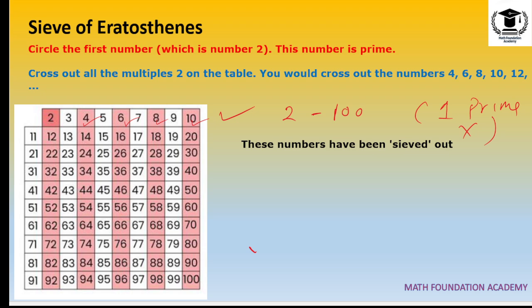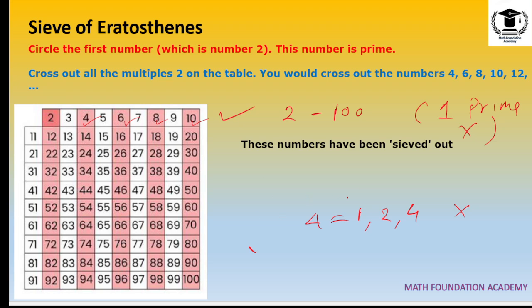Whatever has been highlighted here, those numbers are not prime numbers, because as per the definition, the factors should be only unity and itself. In case of 4, it has 3 factors. So 4 has 1, 2, 4. Hence it is not a prime number. So whatever numbers have been highlighted here are basically composite numbers. So first we have removed all the numbers which are multiples of 2.